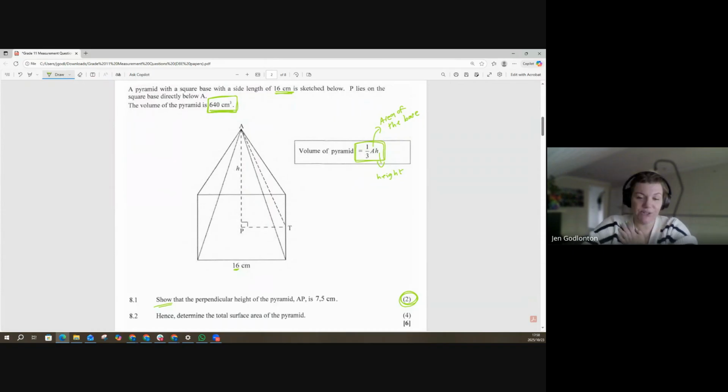Don't worry about 8.2 just yet. Just focus on 8.1 for the start. And let me know when you're happy with 8.1. We can talk through it.